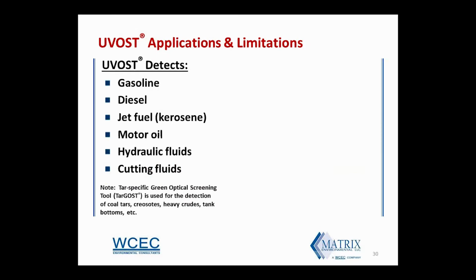And how well the UVOST sees certain types of products depends on the soil type and the age of the release. For example, weathered gasoline and clay can be more difficult to detect. However, diesel is not affected to the same degree by soil or age and fluoresces very well. Other materials that you see here in this list are very amenable to assessment by UVOST. And again, we're noting here that the TarGOST is used for detection of materials containing higher concentrations of PAHs, such as the coal tars, creosotes, heavy crudes, and tank bottoms.